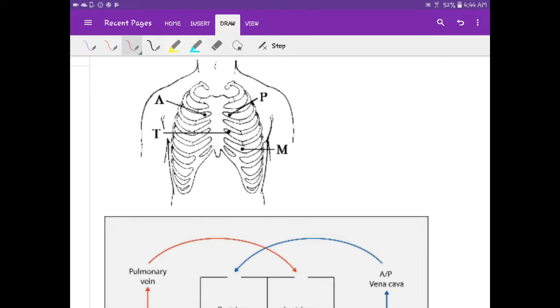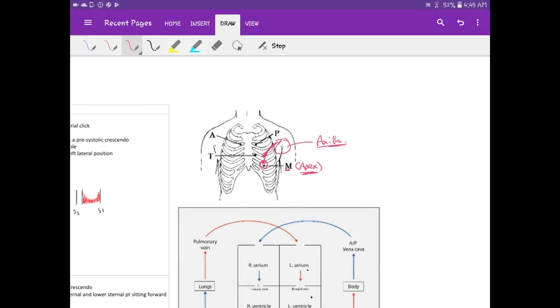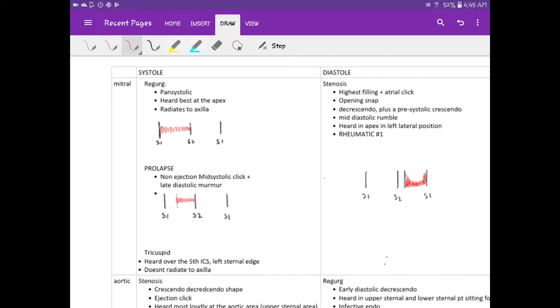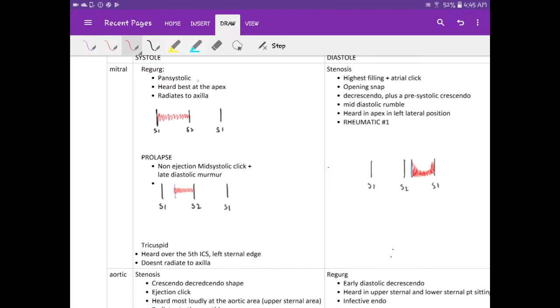Okay, and so if you have a mitral regurg, you'd hear it in the mitral area, otherwise known as the apex. You might see it in exams as apex. So it's heard there, and it radiates. Obviously, we said the blood's moving up, right? So it radiates all the way up to the axilla. Here in my table, I have mitral regurgitation is pansystolic, heard best at the apex, radiates to the axilla. That's what it looks like, and we explained why.